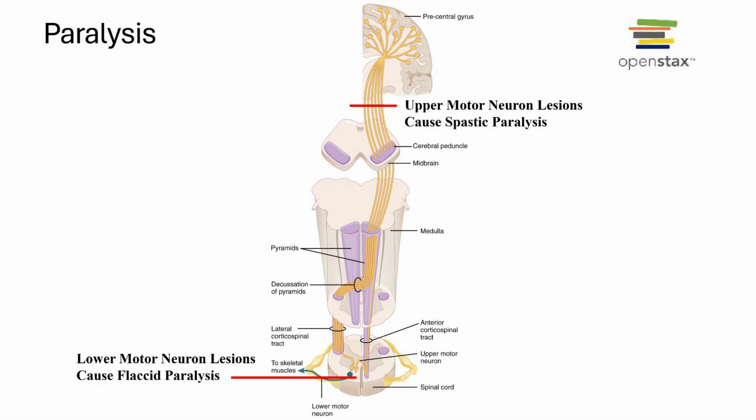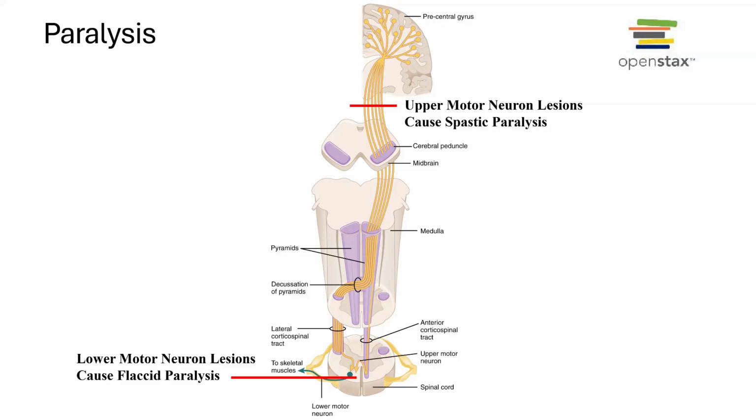Upper motor neurons are located in the motor cortex. Their axons form the descending tracts, such as the corticospinal and corticonuclear tracts. Lower motor neurons are found in the anterior horn of the spinal cord or in cranial nerve nuclei. Their axons extend into the peripheral nervous system to directly stimulate muscles. If either one is damaged, the effects are different.